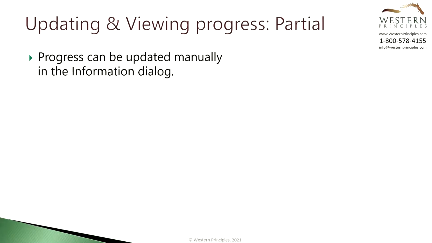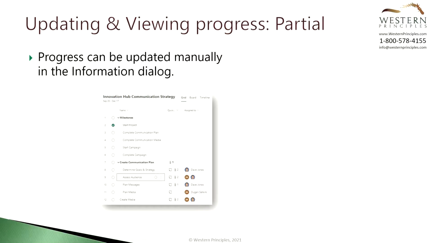Progress can be updated manually to show partial completion. You can do this using the Information Dialog pop-up box. To get to the Information Dialog for any task, you can hover over the task and then you'll see the eye in the circle, as well as the More Options ellipsis. Click on the eye to bring up the Information Dialog.